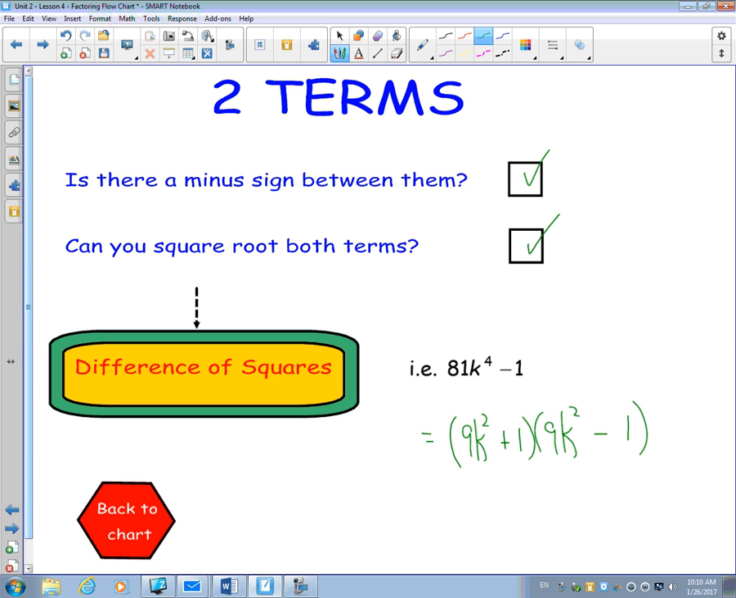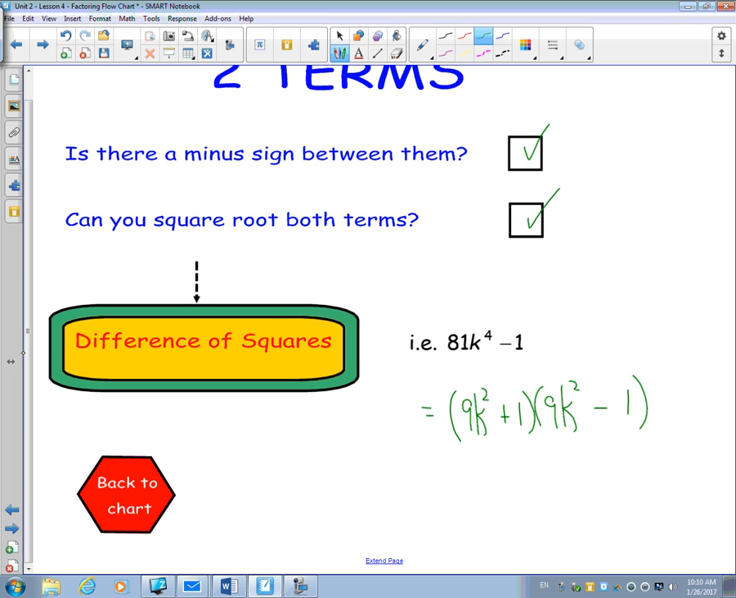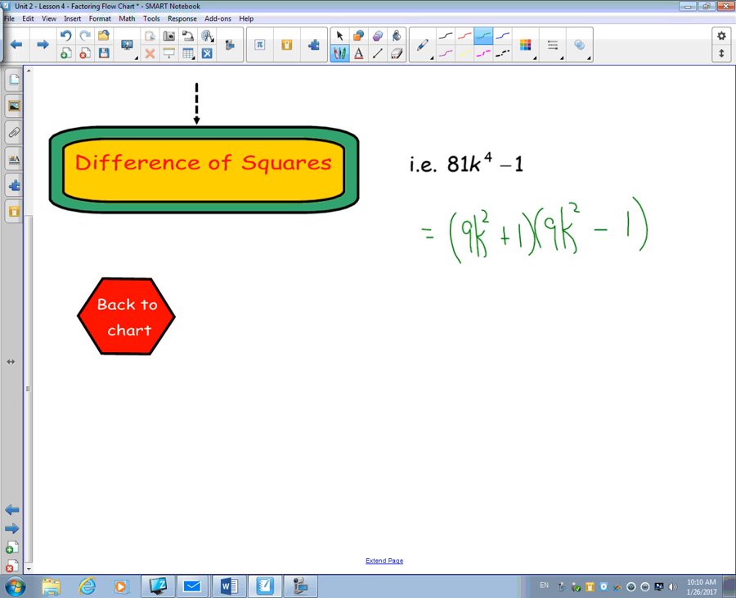And then you have to ask yourself, can I go further? So check, do you have even exponents inside your brackets? In this case, I do. I have even exponents inside both brackets. I might be able to go further. So I start my flowchart all over again. I count my number of terms. I notice I have 2 of them, but I got a plus sign, so I cannot go further with that bracket. I check the next one.